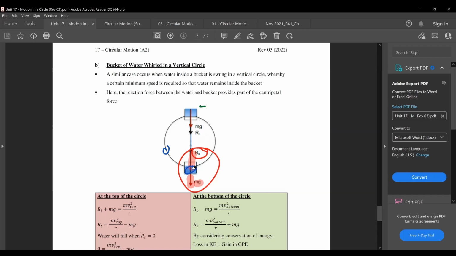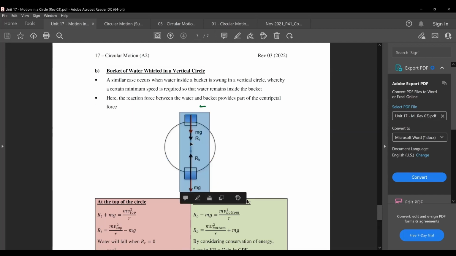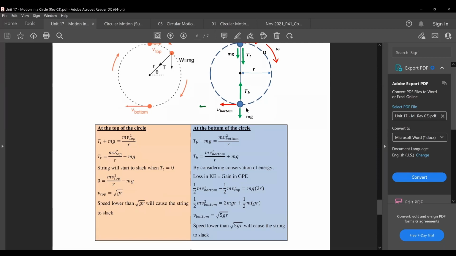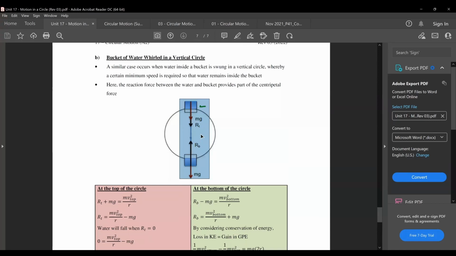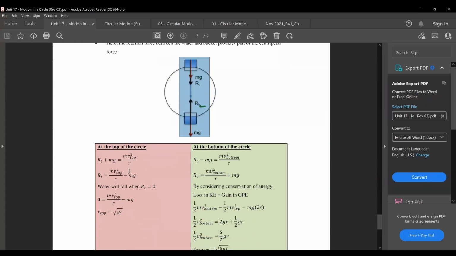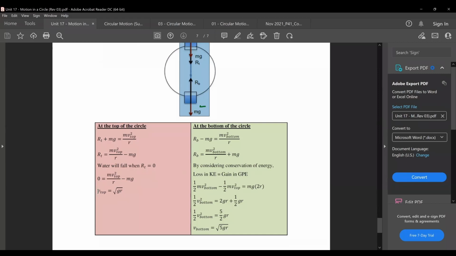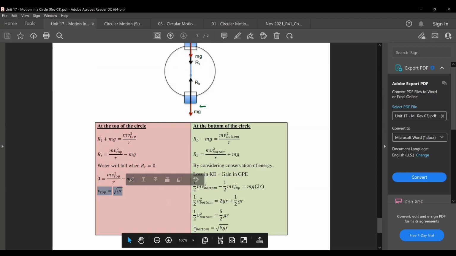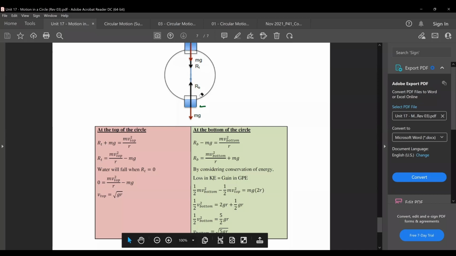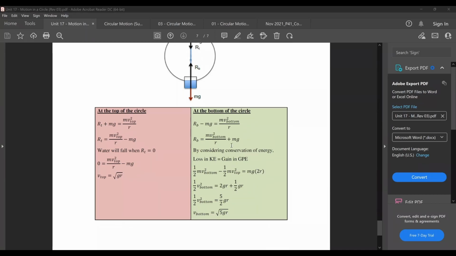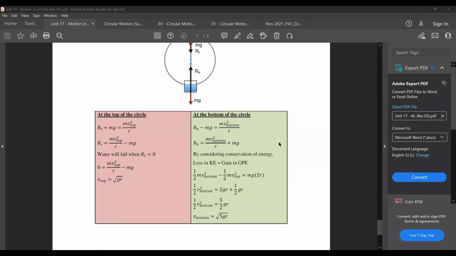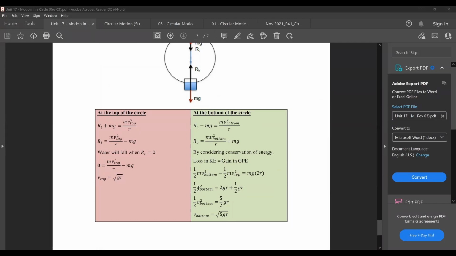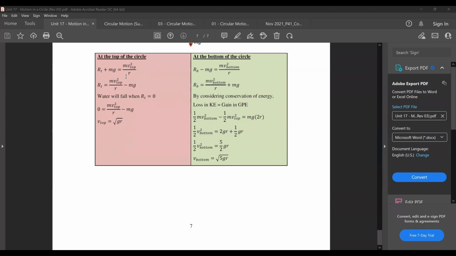Now, when you look at the forces right now, it's actually the same as what we have in the previous diagram, just that rather than having tension, it is reaction force right now. Okay, so the analysis that you do is exactly the same. Eventually, you come to the conclusion that the velocity at the top must be square root gr. The velocity at the bottom must be square root 5gr. Okay, the analysis is exactly the same. Just make sure you know how to identify the forces and the direction, and you should be fine from there. Okay, so with this, we're done with the concept part of circular motion.